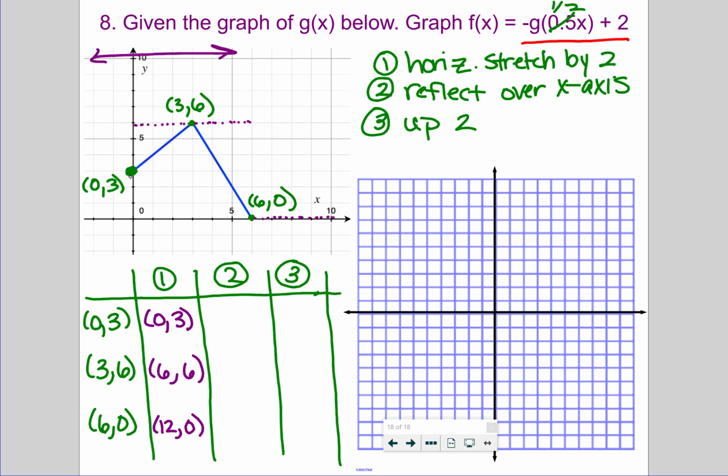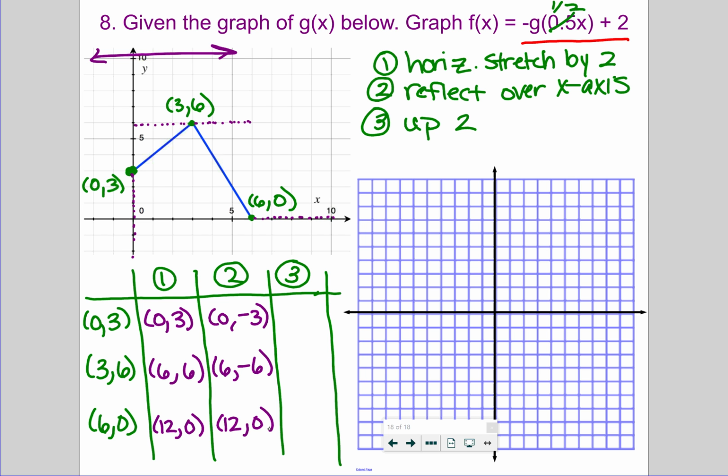The next thing we do is reflect over the x-axis. So let's take our point (0, 3). If we reflect over the x-axis, it would reflect down. So you can see that it would end up at the point (0, -3). All that's happening when we reflect over the x-axis is it's switching the sign of our y value. So instead of (6, 6), we'll be at (6, -6). (12, 0) is on the x-axis, so it will not change.